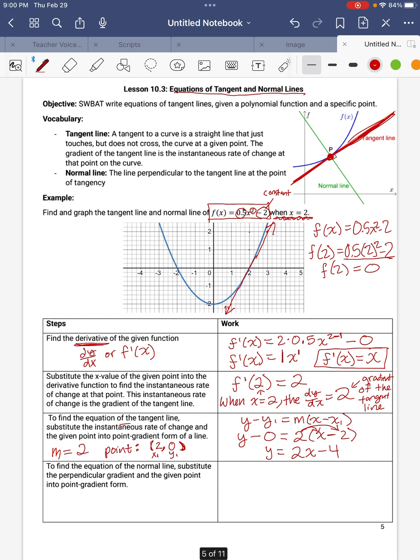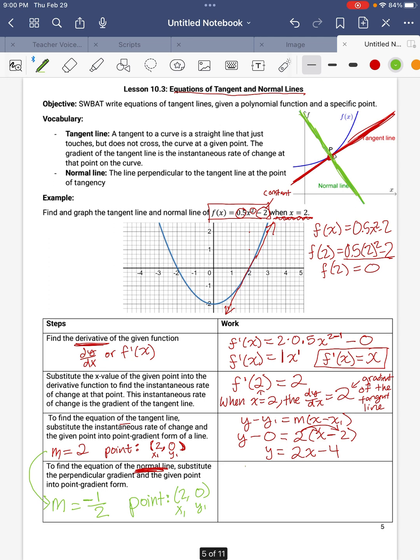So now let's write the equation of the normal line. So the normal line is very similar to the tangent line. It's just perpendicular to that tangent line. So it's going to be the negative reciprocal gradient of the tangent line. So if the gradient of the tangent line was 2, the gradient of the normal line would be negative 1 over 2. Because I have to switch the sign and flip the fraction. Okay, the point that it's going through is still the same. So the point is still 2, 0. So that's my x1, y1.